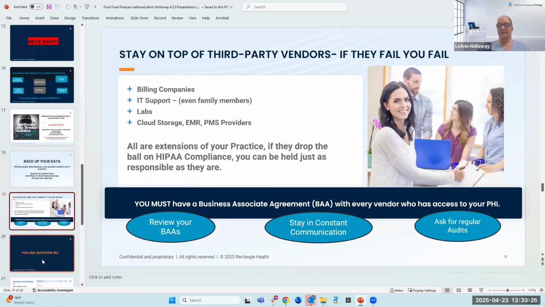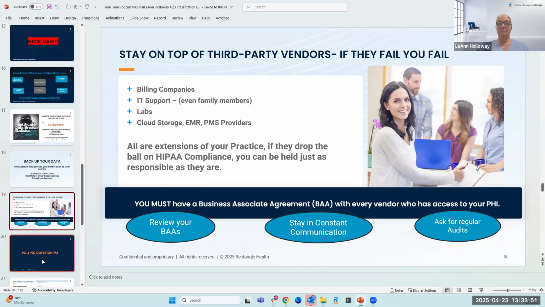So here's the truth that is often overlooked. Your third-party vendors, billing companies, IT, support labs, cloud storage providers are all extensions of your practice. Your patients aren't looking at them, they're looking at you. If they drop the ball on HIPAA compliance, you can also be held responsible just as they are.